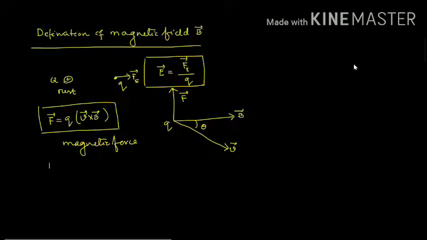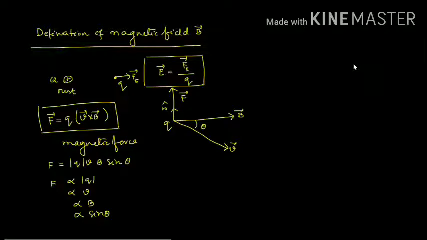So the magnitude of the magnetic force F is mod q v B sine theta. Theta is the smaller angle between the velocity v vector and B vector. From this, we note that magnetic force F is proportional to mod q, proportional to velocity v, proportional to magnetic field B, and proportional to sine of the angle theta. If n cap is a unit vector perpendicular to the plane of v and B, then we can write F is equal to q v B sine theta n cap.